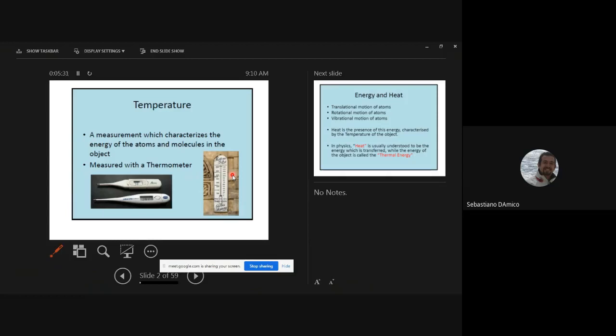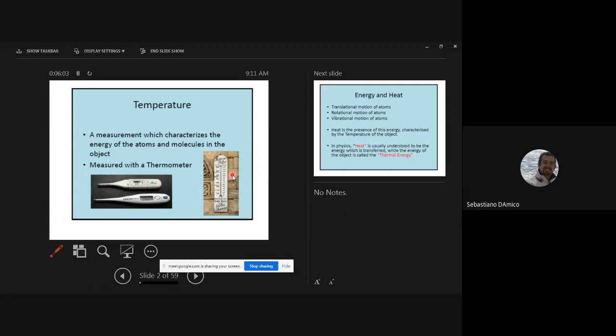But in general, when we measure the temperature, what do we mean? What are we looking at? We're looking at the measurements that characterize the energy of the atoms and molecules in a certain object. So we are looking at their status, and this is what we call temperature. We measure it through that particular instrument.